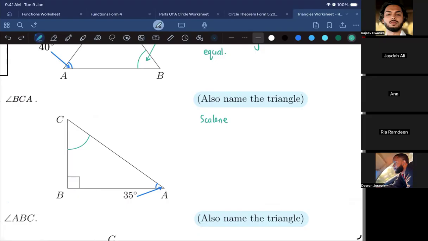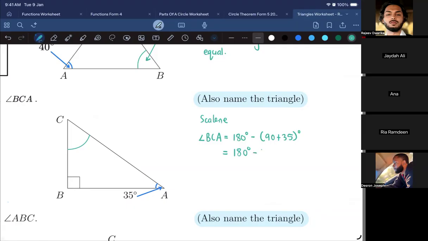Add angle A and angle B together. All right. So we do this in one shot. Angle BCA would be 180 degrees minus, in brackets, 90 plus 35. And what would that be equal to? So 90 plus 35 is 125. So that should be 45.